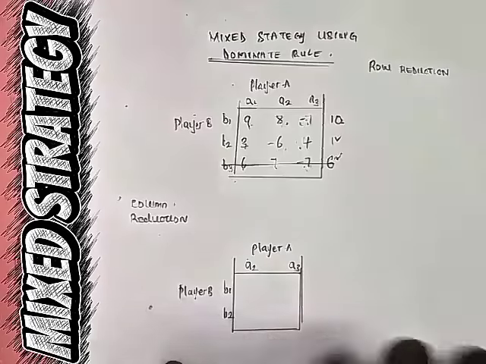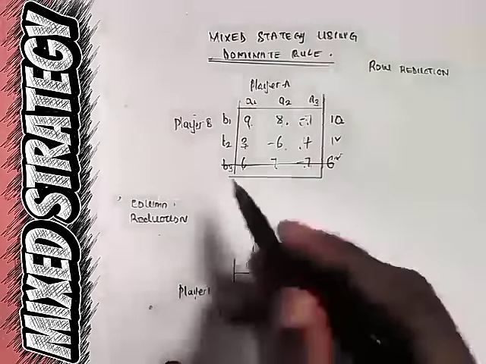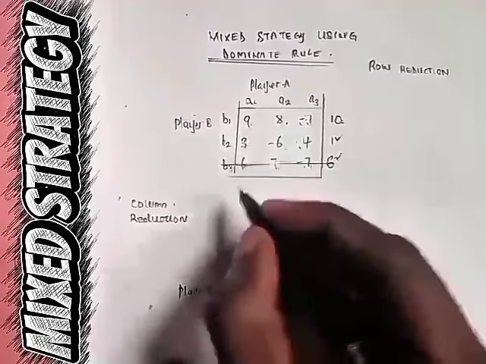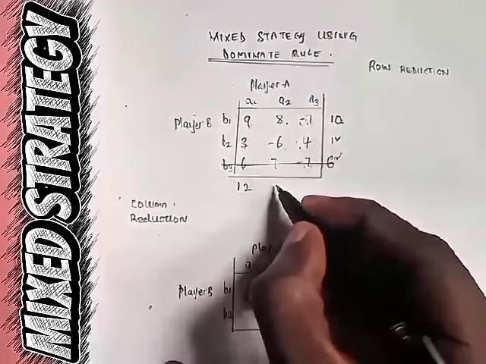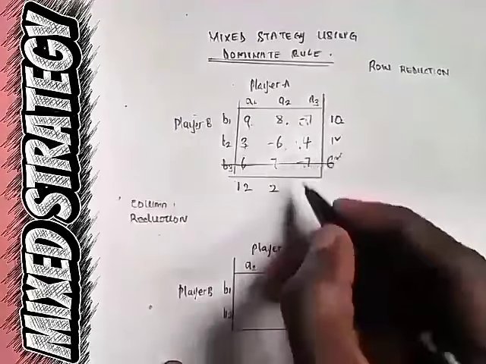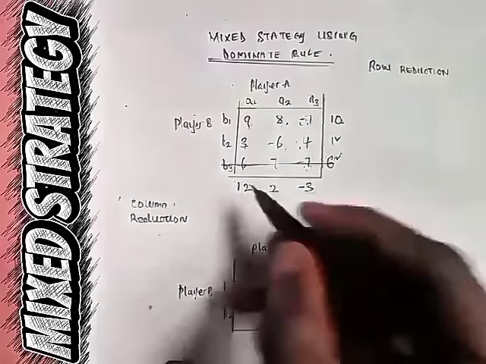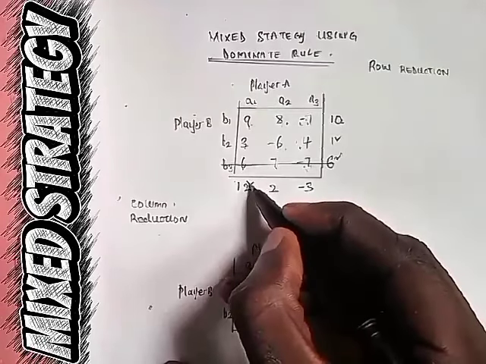So this time around, I'm checking for the highest number that dominates. So 9 plus 3 is 12. 3 minus 6 is 2. -7 plus 4 is -3. So I'm going to select the highest number this time around, which is 12.